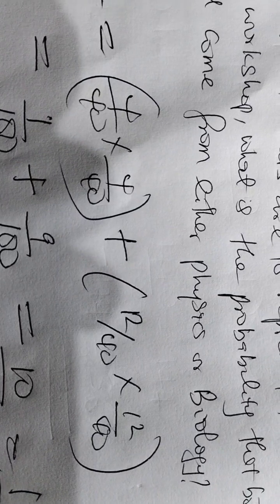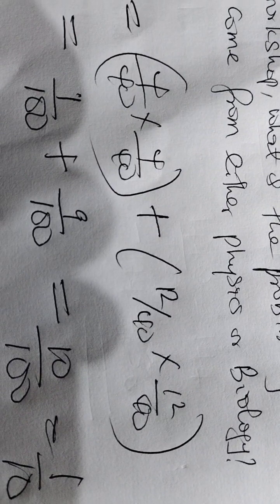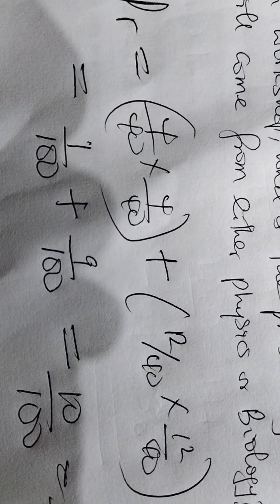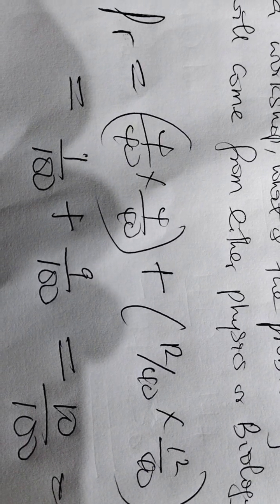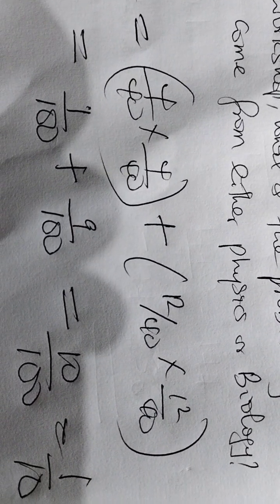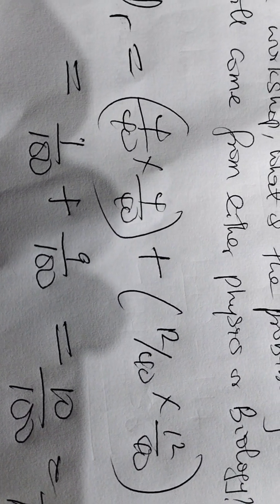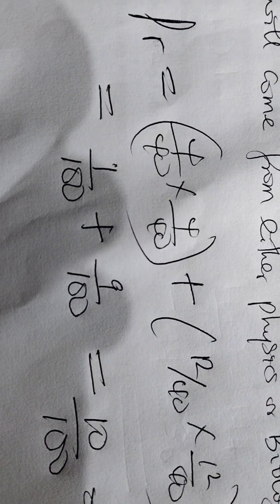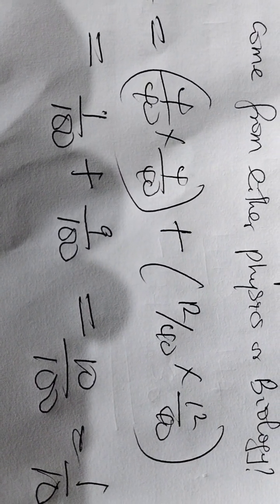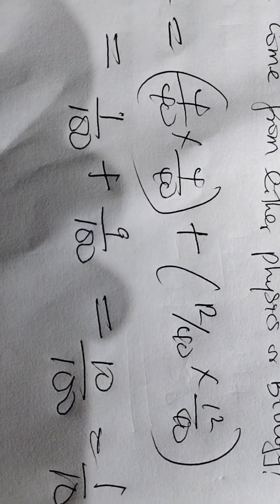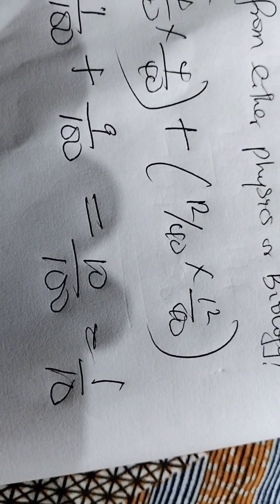Then the probability of selecting two teachers coming either from biology or from physics will become (4 over 40 times 4 over 40) plus (12 over 40 times 12 over 40). Simplifying, 4 over 40 times 4 over 40 will give 1 over 100. Simplifying 12 over 40 times 12 over 40 will give 9 over 100. And solving, we now have 10 over 100, which is 1 over 10 as the final answer.